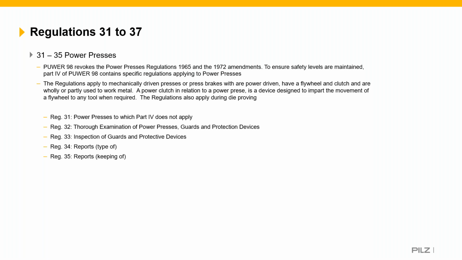Regulation 34 and 35 looks at the requirements for keeping records and the reports. So what type of reports do we need to do, and how long and where do we keep them for? And further information can be given in some of the ACOPs specifically for power presses, because these sections aren't included in the L22 ACOP. The ACOP that you do need and can use for referencing that will be L112 rather than L22 to give you that further guidance on the reports and the type of and keeping of them.